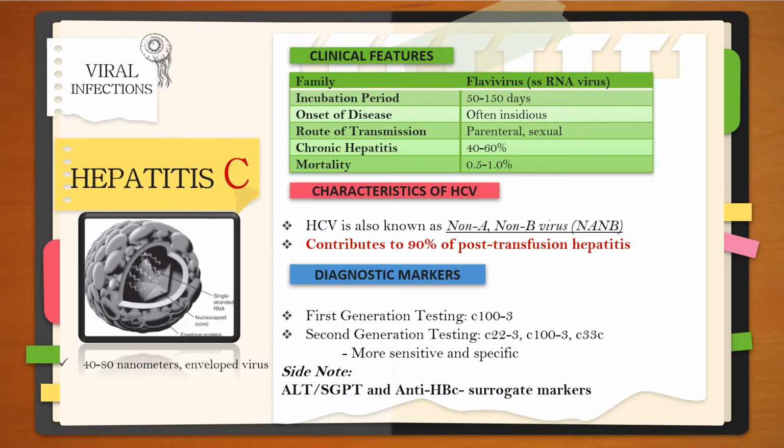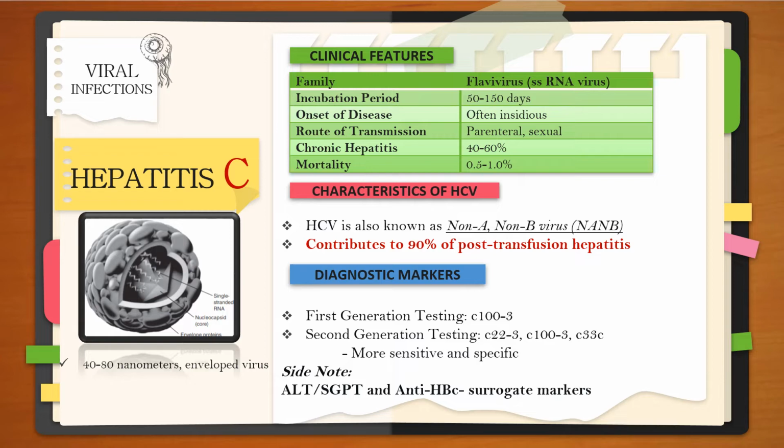Hepatitis C virus is under the family Flavivirus, which is also a single-stranded RNA virus that ranges from 40 to 80 nanometers in size. It has an incubation period of 50 to 150 days, and similar to your Hepa B class, it also often has an insidious onset of the disease and is commonly transmitted via the parenteral and sexual routes. Your hepatitis C infection, class, has a disease progression rate of 40 to 60% and is associated with a 0.5 to 1.0 mortality rate.